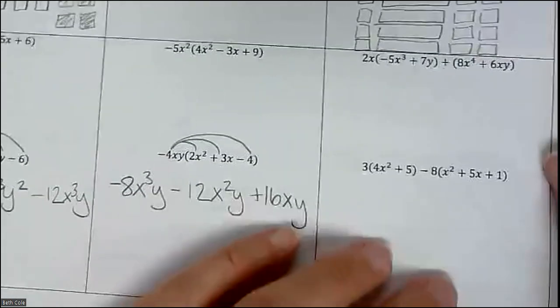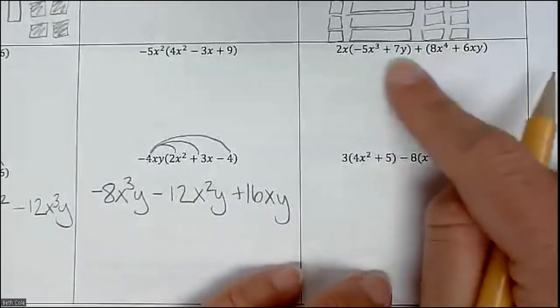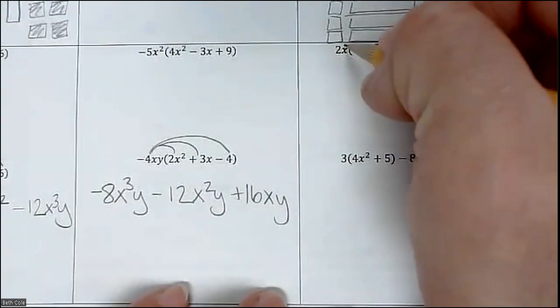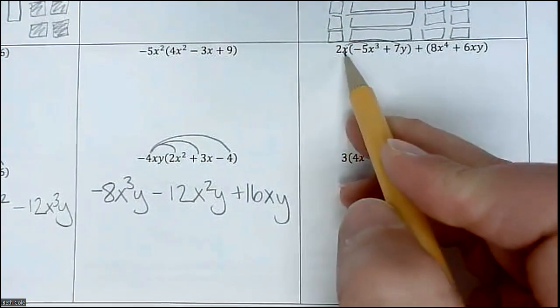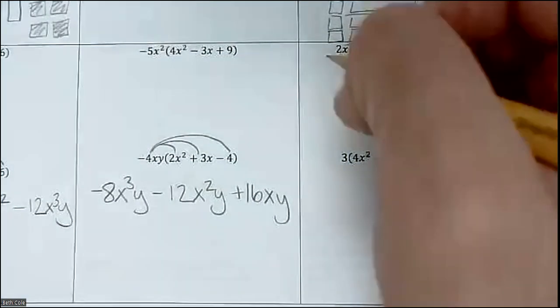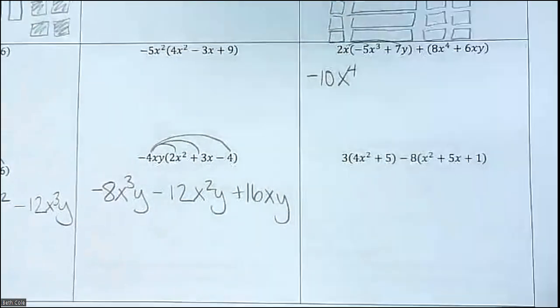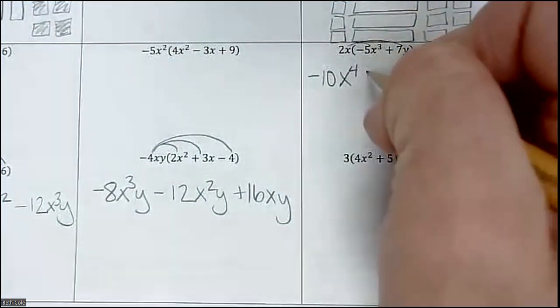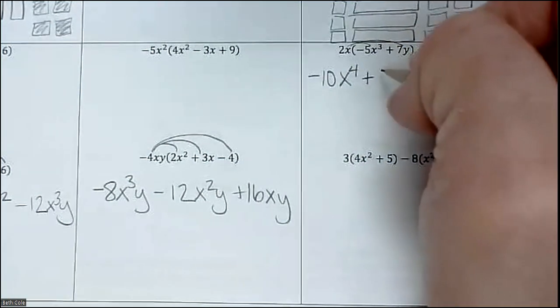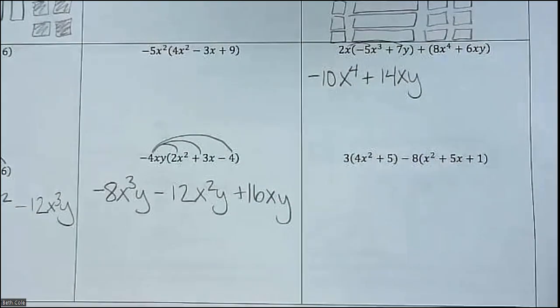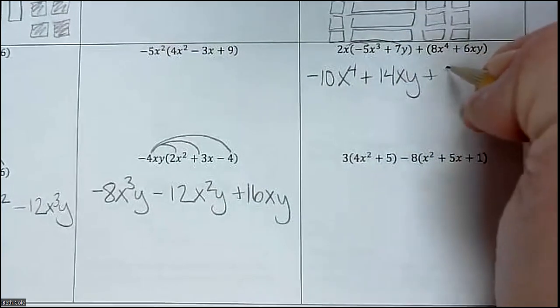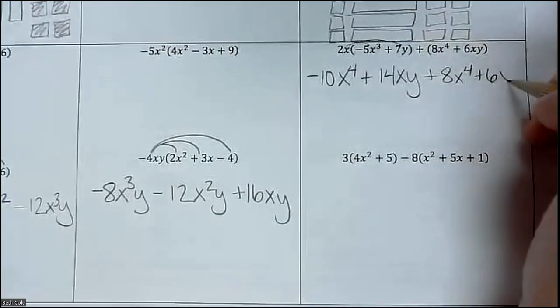All right, and then out of these two, which one do you want me to do? I think this one might be the harder one. All right, so you're gonna distribute the 2x through those parentheses. That's gonna give you negative 10x to the fourth. Perfect. Plus, all right, 2 times 7, 14xy. Good. And then plus the rest of it. That part you just have to copy down.